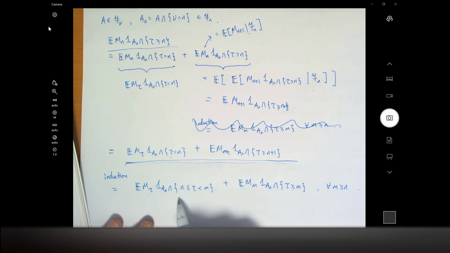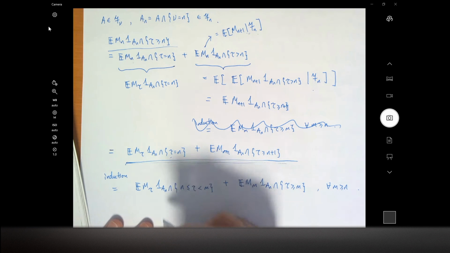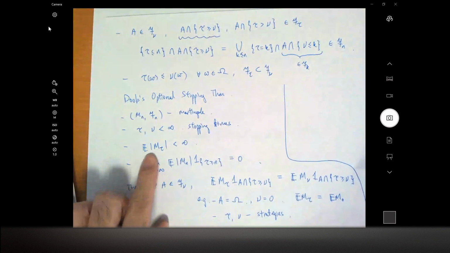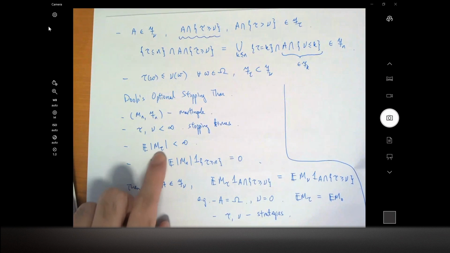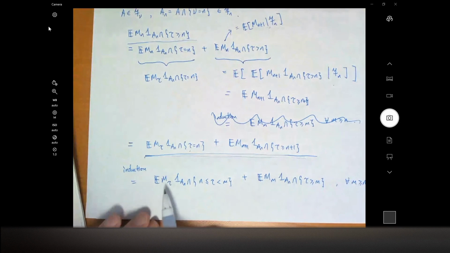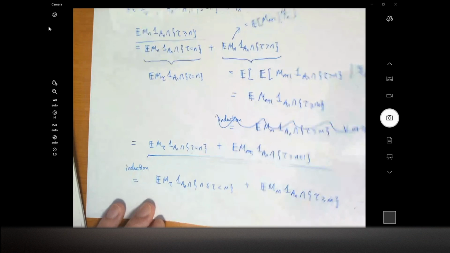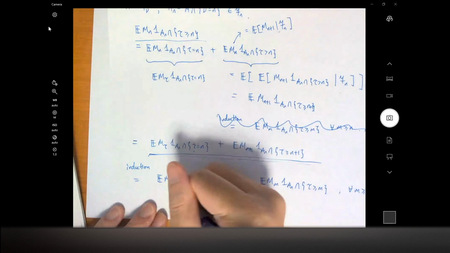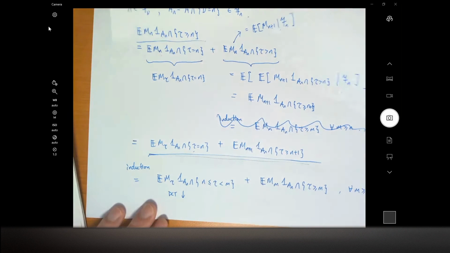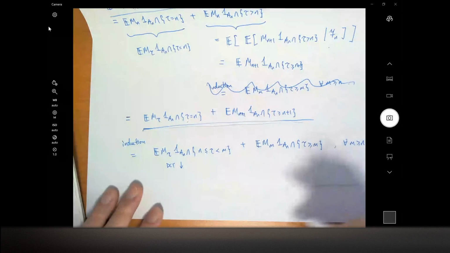Okay, so let's look at this guy over here. Yeah, so you recall that we have this condition, right? The expectation of the M_tau is integrable. So we'll make use of it here. So this over here is dominated by the M_tau, and the expectation is integrable. So I can apply the DCT. So using DCT, and let m go to infinity.